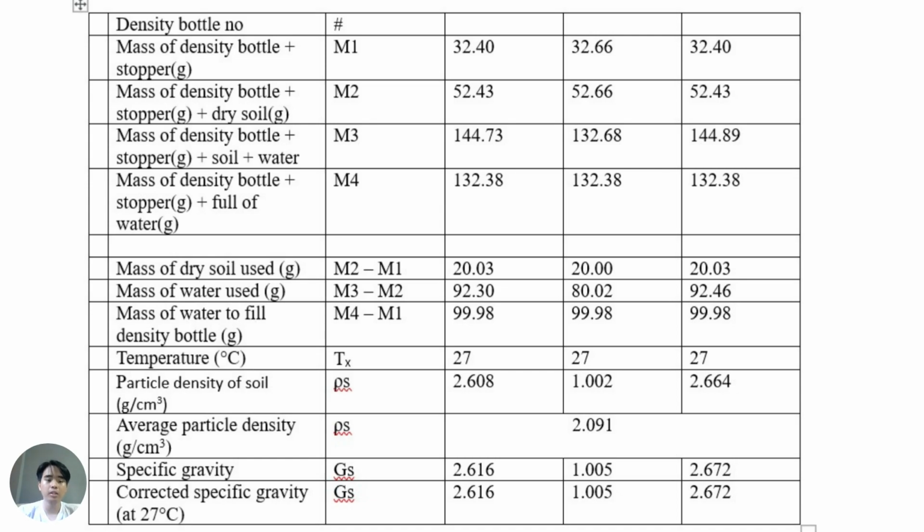We managed to obtain the mass of dry soil used and the mass of water to fill, and with some specific calculation, we receive the particle density of soil, average particle density, specific gravity, and average specific gravity. So the goal of this test is to determine the specific gravity. With three samples, we gain three different specific gravities: for sample 1, 2.616; sample 2, 1.005; and sample 3, 2.672.